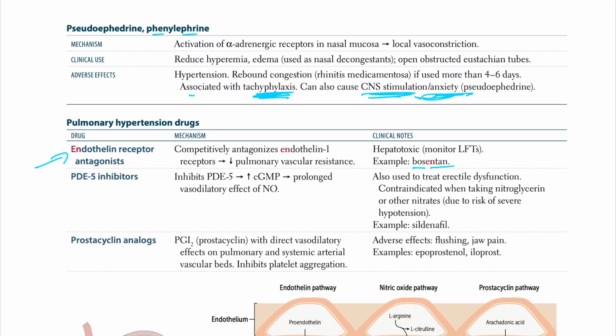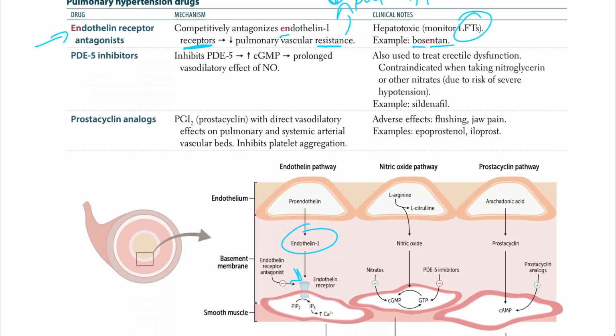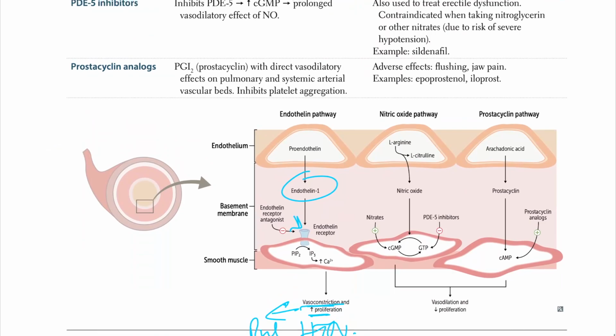Okay, and for endothelin: a competitive antagonist of the endothelin-1 receptor causes a decrease in pulmonary vascular resistance, basically, actually directly decreasing the pulmonary vasoconstriction and decreasing pulmonary hypertension. But it is hepatotoxic, so you have to monitor LFTs. Example: bosentan. Now the next thing, looking at this one, what do we have?